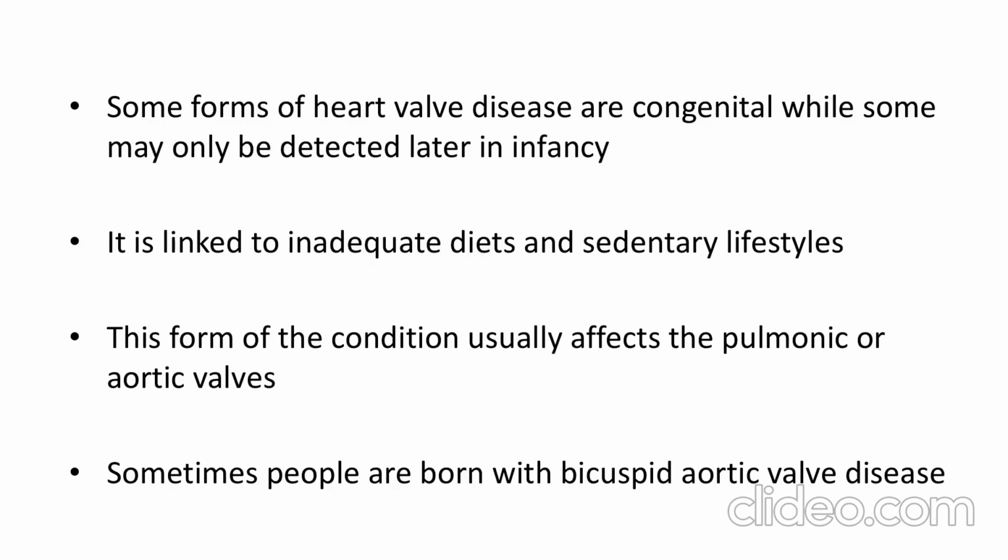However, the cause is still unknown, but it's definitely linked to inadequate diets and sedentary lifestyles. This form of the condition usually affects pulmonic or aortic valves. Sometimes they can have defective leaflets that are deformed, an incorrect size, or not attached properly. Sometimes people are born with bicuspid aortic valve disease. This is where there are only 2 leaflets instead of the normal 3, often causing the valve not to open or close properly or tightly.